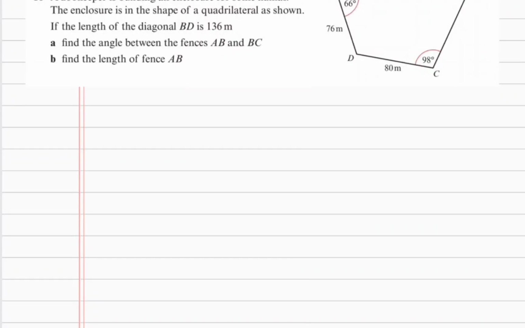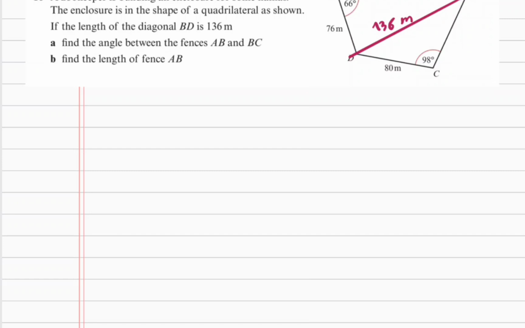Hi everyone, this video is on exercise 9b question 10. We are given this quadrilateral and the length of the diagonal BD, which is here, is 136 meters. In part A, we want to find the angle between the fences AB and BC. That basically means we want the entire angle here.